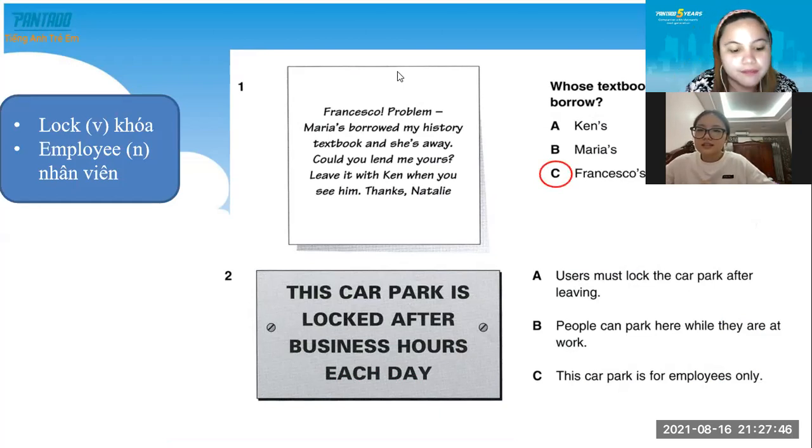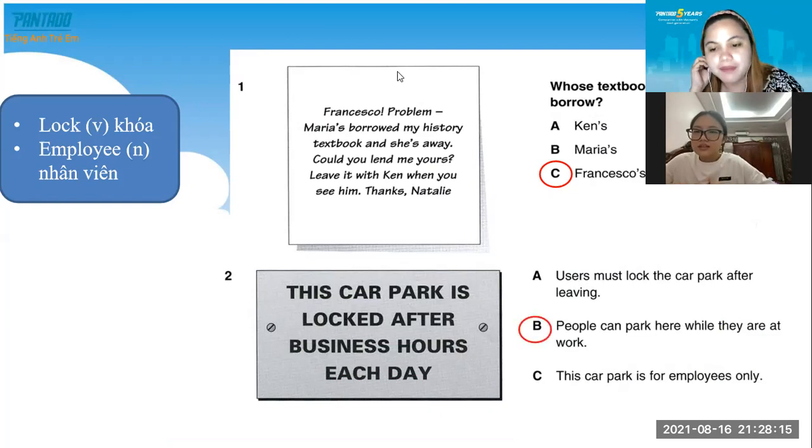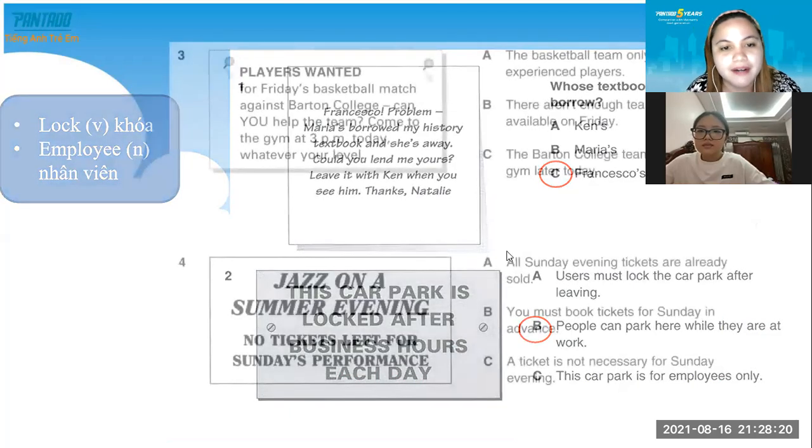Number 2. This car park is locked after business hours each day. So what do you think is the meaning of that? It's B. People can park here while they are at work. Okay, very good. It's letter B. People can park here while they are at work. Very good. All right, next one, Tan.